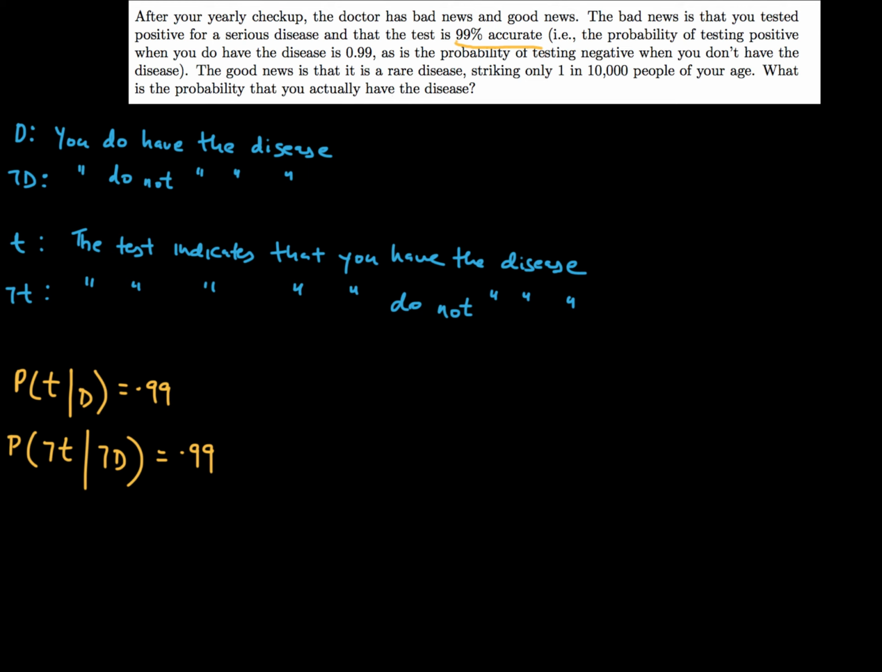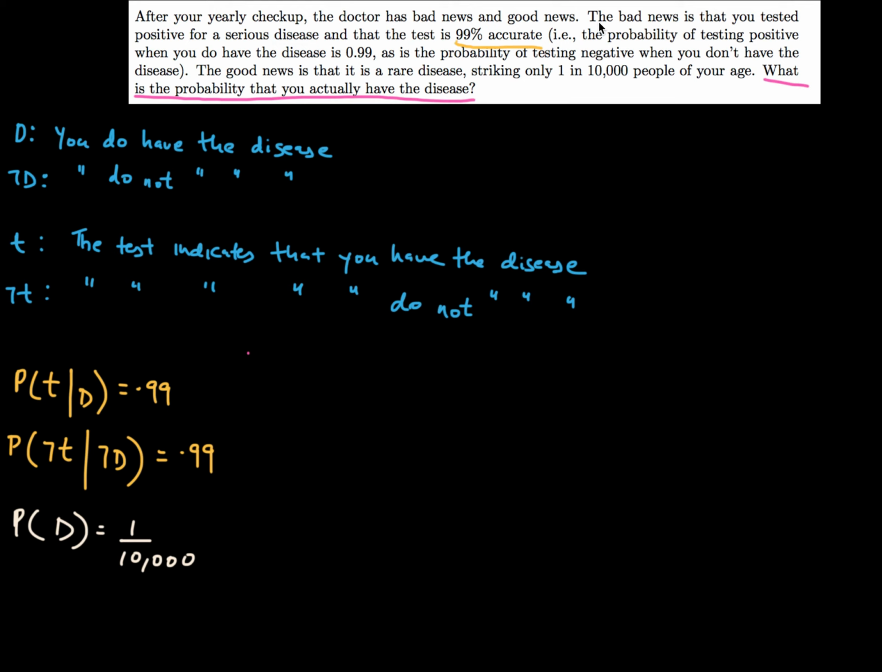Now you also know that the probability of the disease is 1 in 10,000. Given this entire piece of data, we are asked to find what is the probability that you actually have the disease.